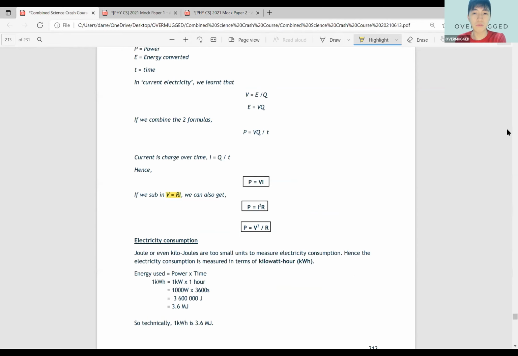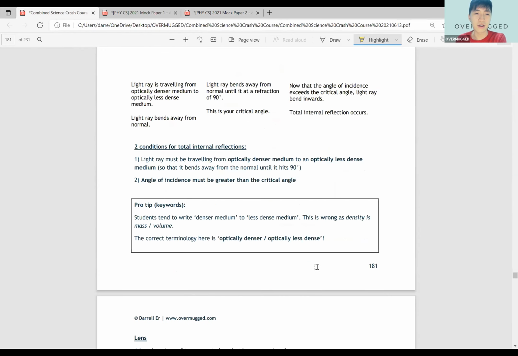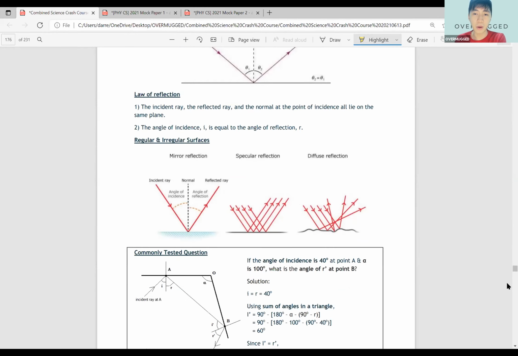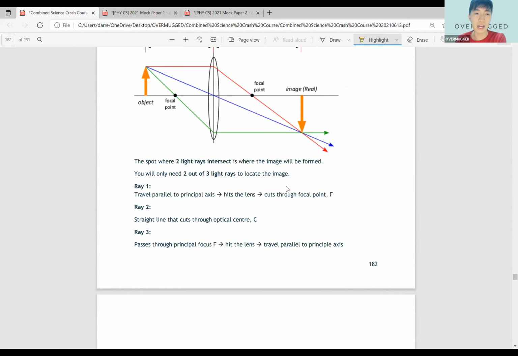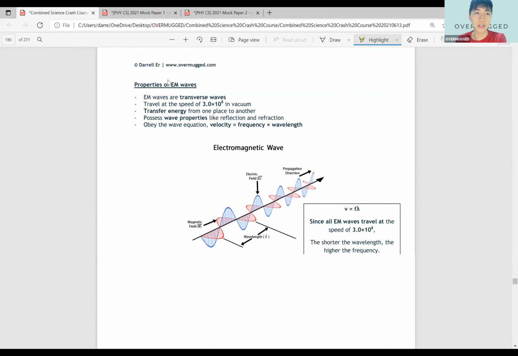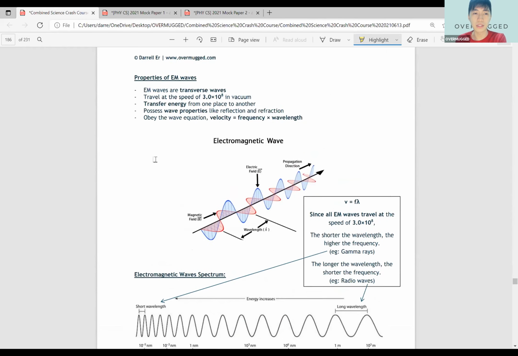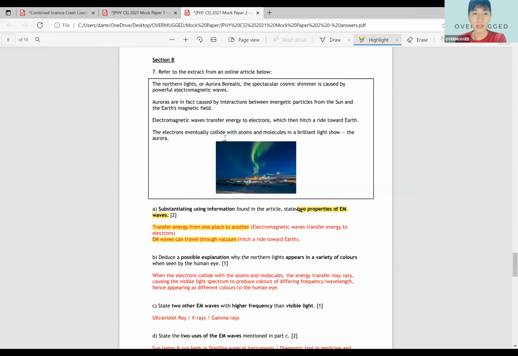I know for EM waves, we tend to just study the sequence: the radio, then your microwave, then your infrared. Sorry, I'll show you. So normally we study this page, right? Radio, microwave, all the way to gamma. Then we know the sequence and their uses. But don't forget that you also need to know the properties which are listed here. So if you take a look, these are two properties, and they can be substantiated by information from the passage.